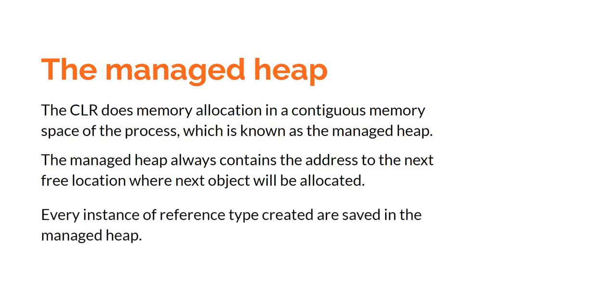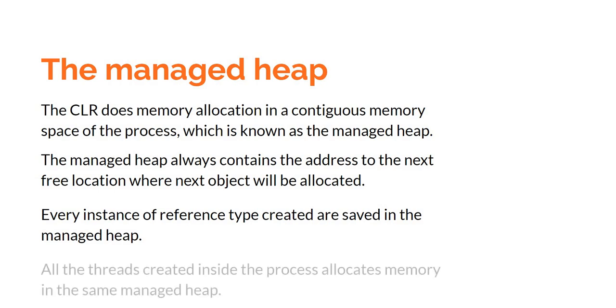Every instance of a reference type created is saved inside of the managed heap. And the next thing is all the threads that are created inside of a .NET process in the application allocate memory in the same managed heap. Meaning for a particular process, there is only a single managed heap. There are no multiple managed heaps for each thread. Every thread gets the same managed heap where it saves the object.